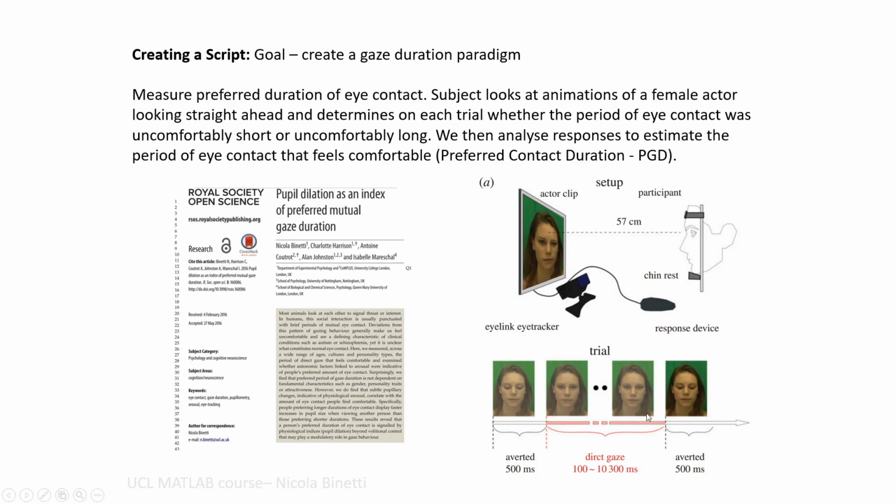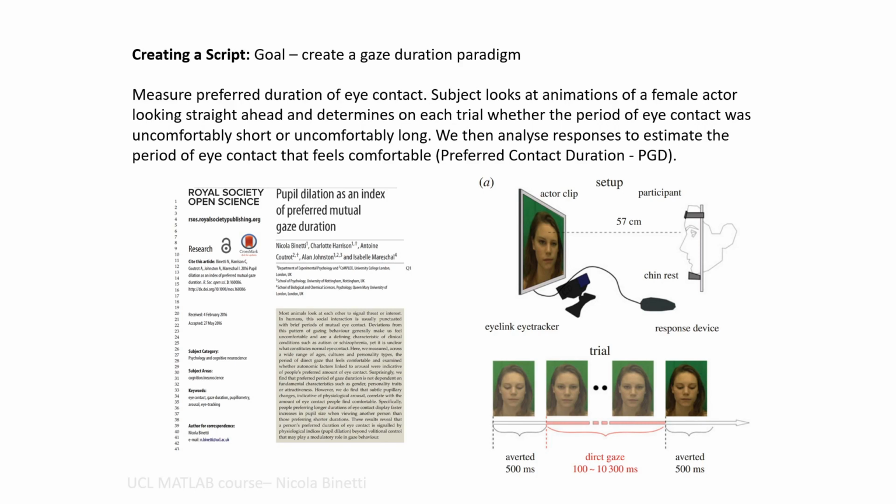Then this actress is going to look up for a period of time that can vary between 100 milliseconds and 10 seconds, so a variable amount of time. And then she's going to look down again for a fixed amount of time, 500 milliseconds. So this is what's going to happen within a trial. At the end of every trial, we're going to ask the participant to respond whether the period of time in which the actor was looking upwards felt too short or too long with respect to what feels comfortable.